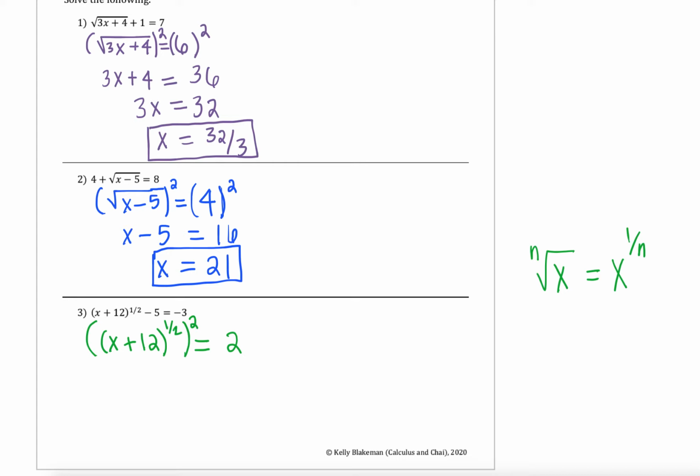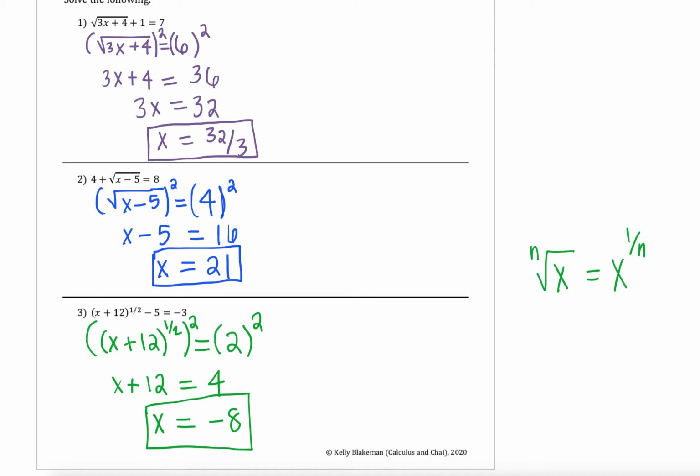If I square that left-hand side, the squared power and the 1/2 will get multiplied, and I would just get left with x plus 12 to the first, which is the same thing as x plus 12. But whatever we do to one side, we have to do the other to keep our equation balanced. So we end up getting 2 squared on the left, which would be equal to 4. From here, to get x by itself, we're going to isolate x by subtracting 12, and we end up getting x equals negative 8 then.